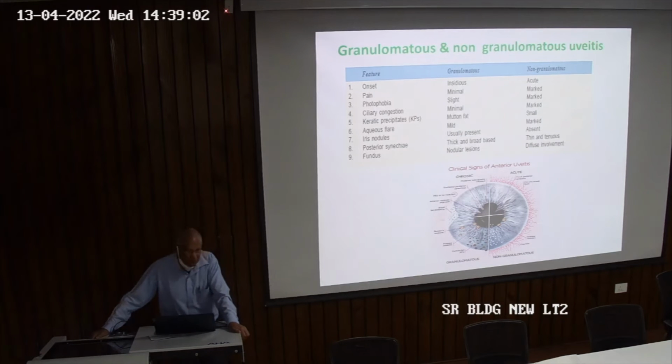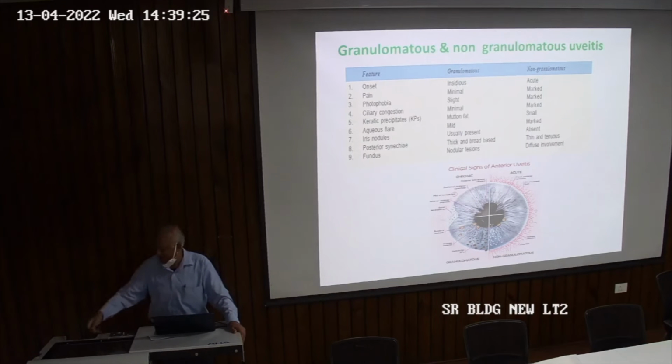Iris nodules, Koeppe's and Busacca's nodules are more common in granulomatous uveitis. Posterior synechiae are thick in granulomatous, while they are very fine and tenuous in non-granulomatous. In the fundus picture, nodular lesions can be seen in granulomatous and diffuse involvement in non-granulomatous. So these are some differences.